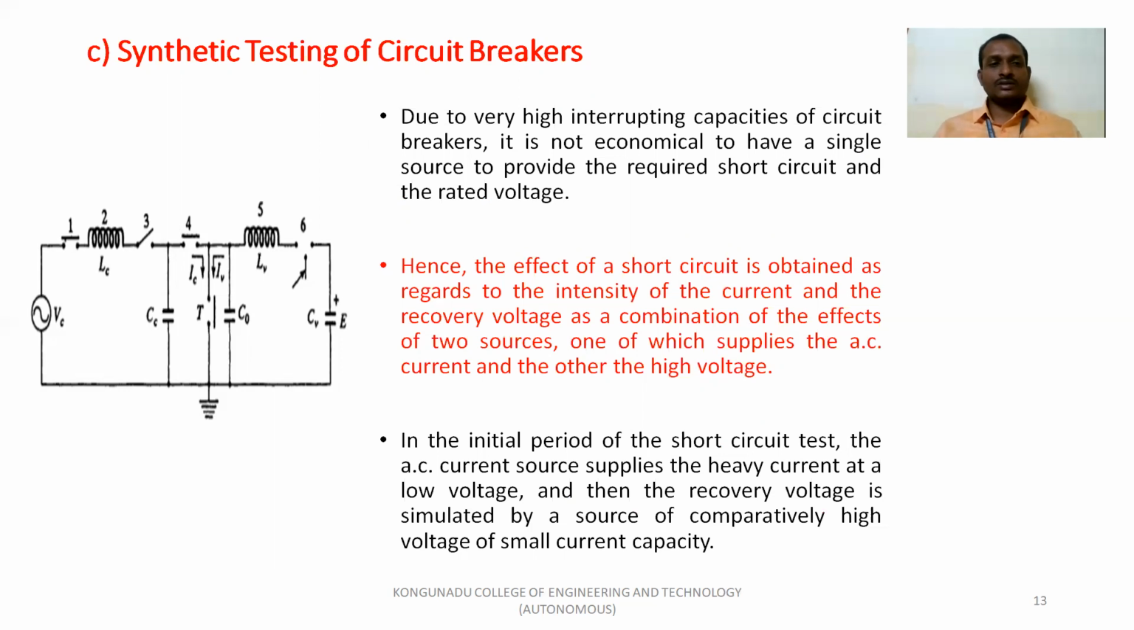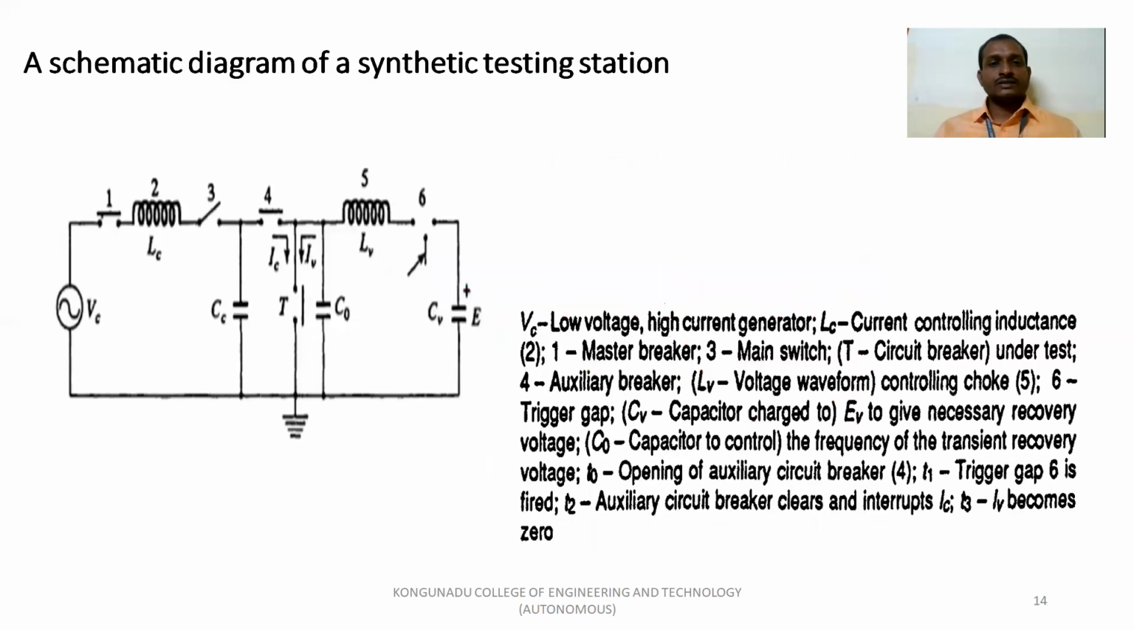In the initial period of the short circuit test, the AC current source supplies the heavy current at a low voltage, and then the recovery voltage is simulated by a source of comparatively high voltage of small current capacity. So one source provides heavy current with low voltage, the other source provides high voltage with low, that is small capacity, current. So this is the schematic of the synthetic testing station.